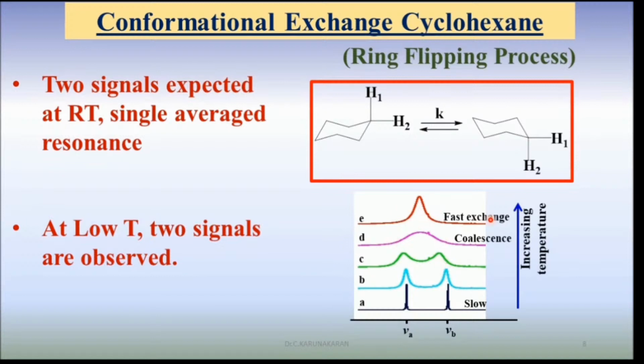At high temperature, a single average resonance is observed due to fast exchange in the flipping process. The interconversion of axial to equatorial and equatorial to axial due to ring flipping is so fast. On decreasing the temperature, the two signals are resolved now.